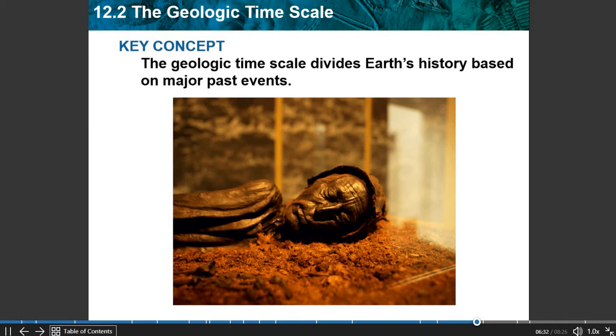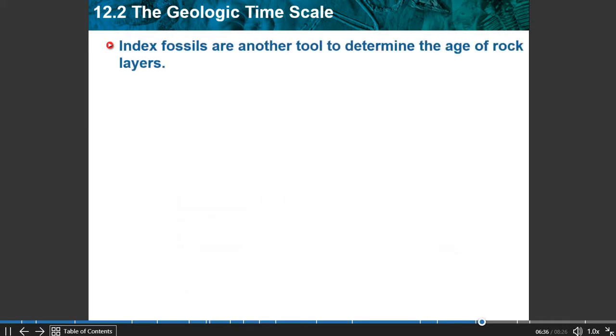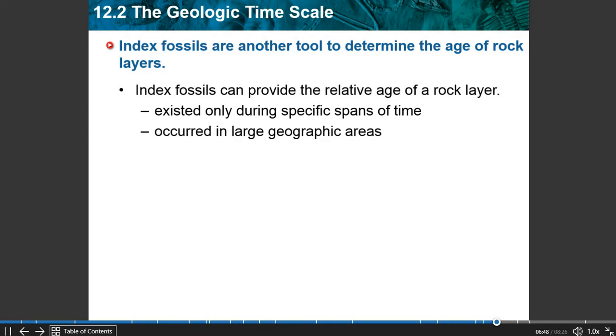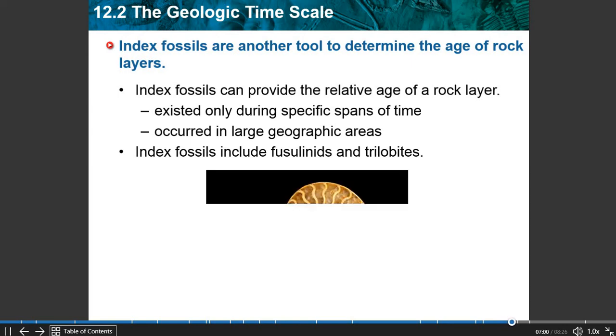Now, looking at the geological time scale, that's where we have index fossils, and index fossils can provide the relative age of a rock layer. They've existed only during specific spans of time and occurred in large geographic areas, like I was saying before. Index fossils include things like fusilinids and trilobites.